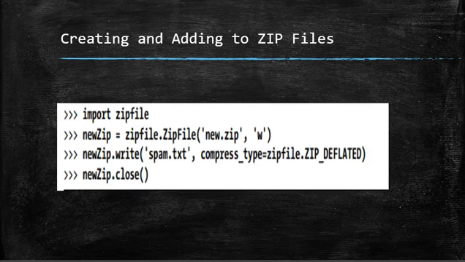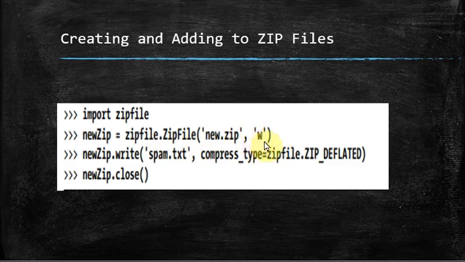We'll move on with creating and adding to zip files. To create our own compressed zip file, we must open a ZipFile object in write mode by passing the mode 'w' as the second argument. This is similar to the concept we saw in files, wherein when you give 'w', the file is opened in write mode.